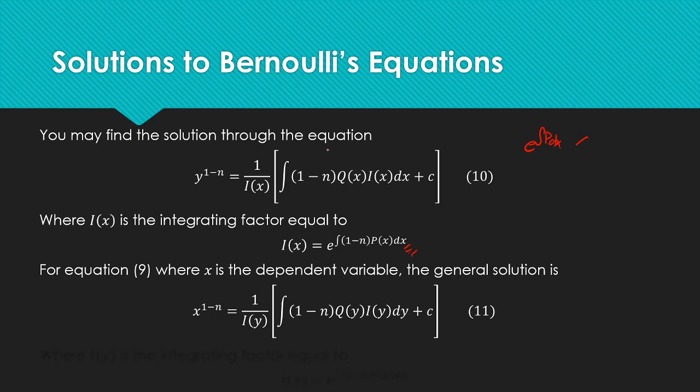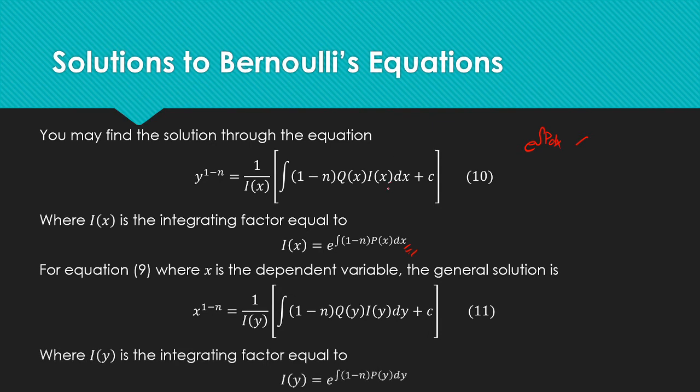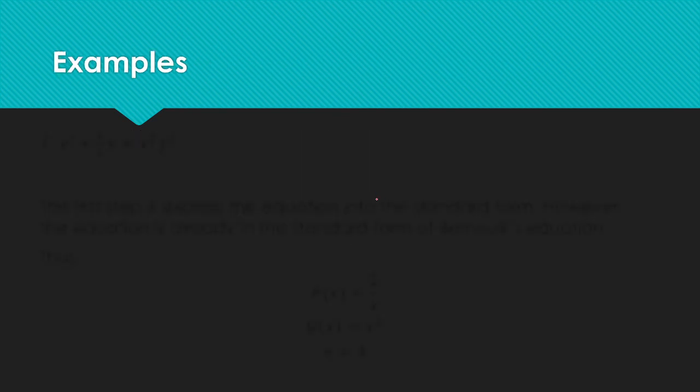Wherein I of y natin is the integrating factor and is given as I of y is equal to e raised to the integral of 1 minus n p of y dy. So, intimidating lang tingnan pero sobrang dali lang mag-solve ng Bernoulli equation kasi sundan mo lang tong process na to.